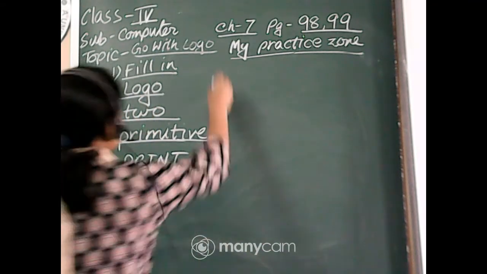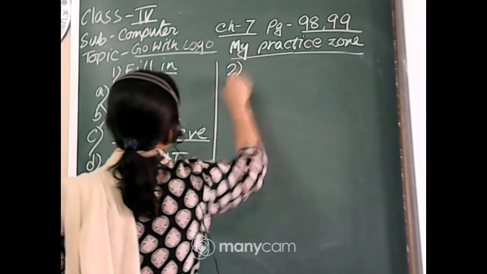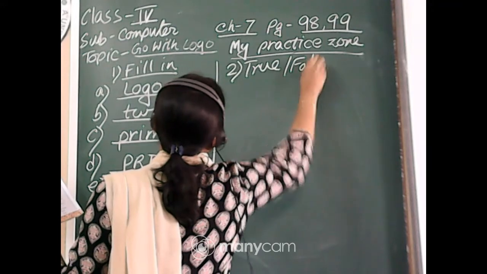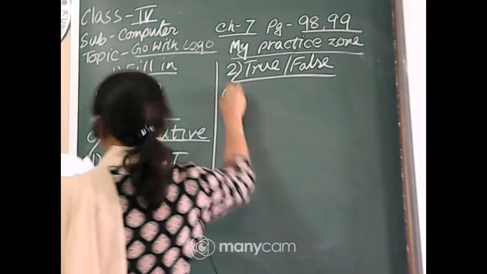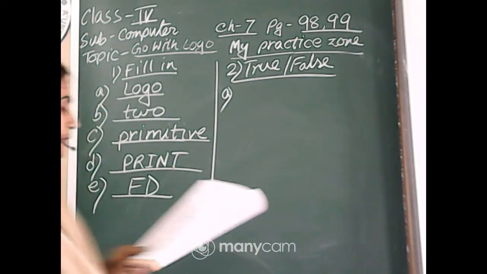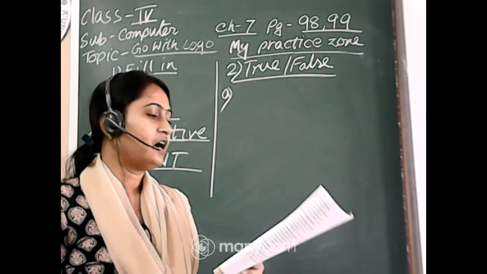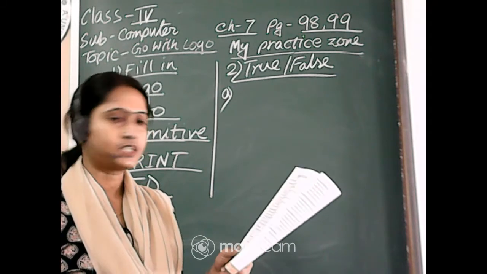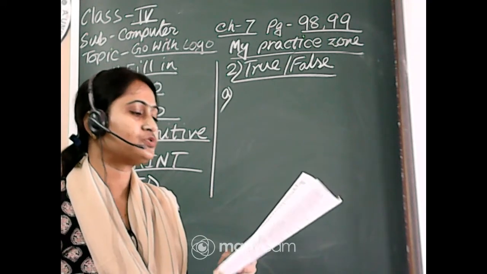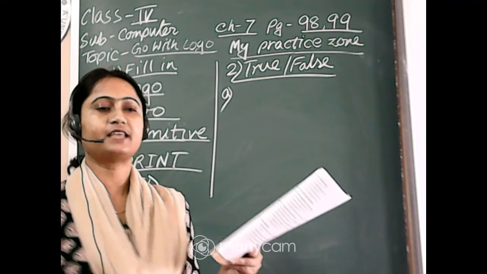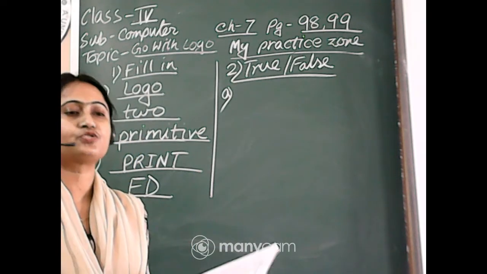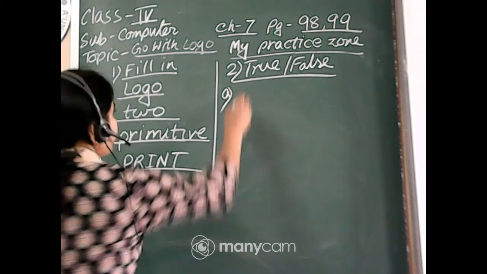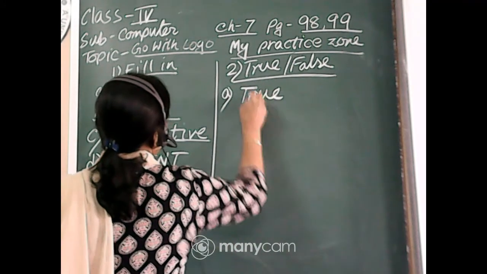Now we will solve true or false, number 2. First, number A. State whether the following statements are true or false. The print first command is used to display the first word of the sentence. Yes, the print first command is used to print the first word of the sentence. So A is true.